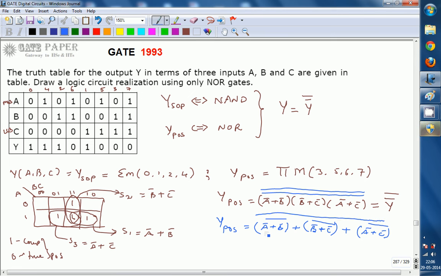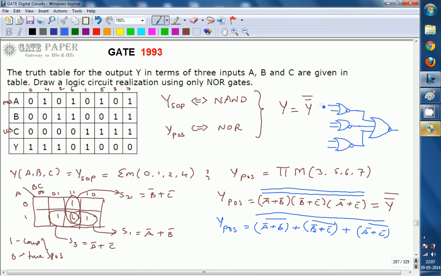That implies you can realize a bar plus b bar whole bar with one NOR gate, and b bar plus c bar whole bar is another NOR gate, a bar plus c bar whole bar is another NOR gate. 3 NOR gates, and the outputs of them are going to be connected to a 3 input NOR gate again. So this is the realization diagram I am drawing over here. There are NOR gates you are connecting in this way, and these three are going to be connected together, and that is one more NOR gate.